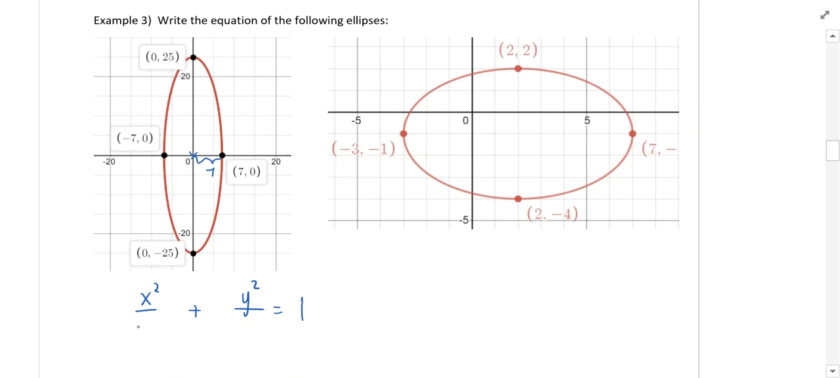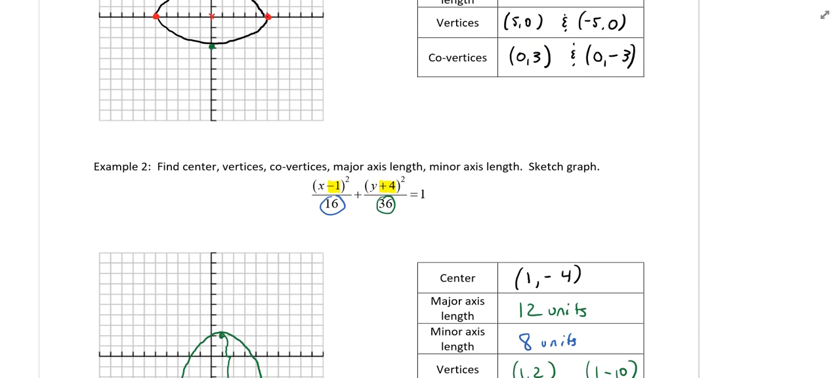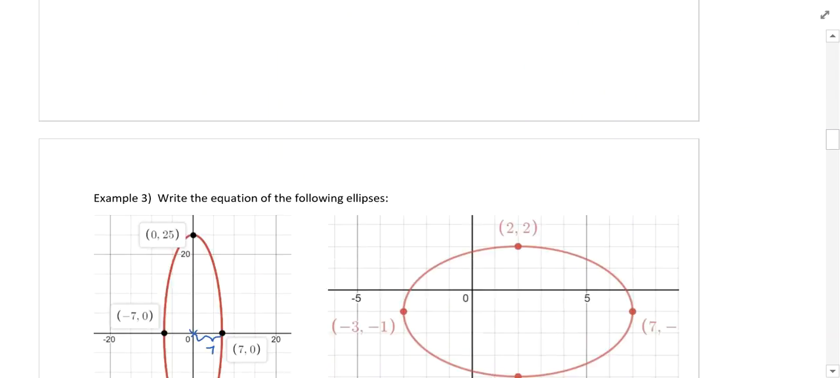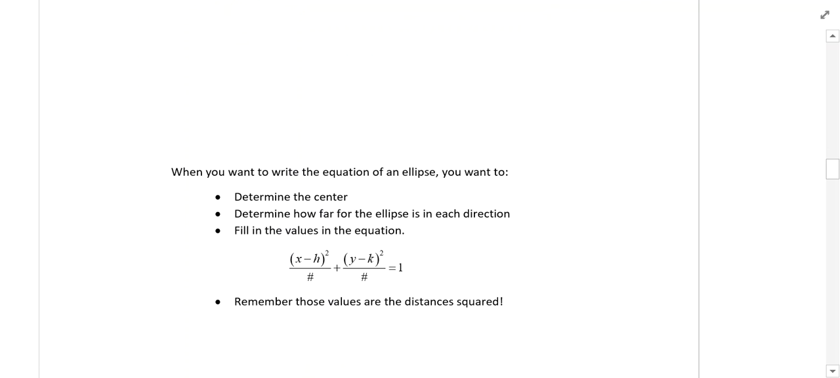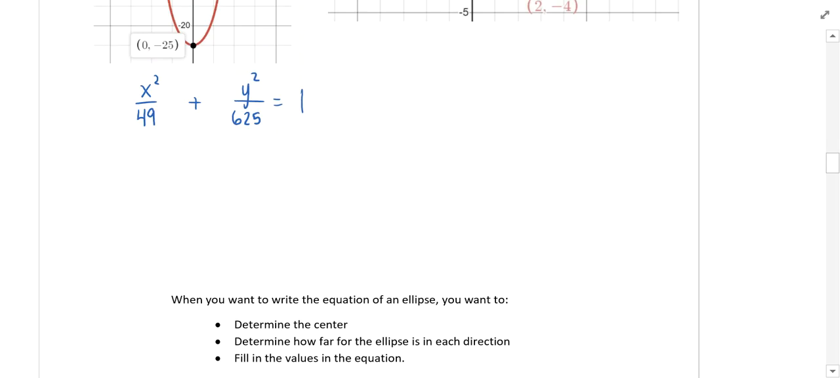So one thing to keep in mind, when I went from my equation to the graph, I had to square root it. So when I'm going from my graph to my equation, I'm going to have to square it. So 7 squared is 49. Now this direction, it's 25. Now, not to be confused, we still have to square that. Even though 25 is a perfect square, I need to square it again, put it in the equation. Okay. So to recap, I determined the center, determined how far the ellipse was in each direction, and filled into my equation. And remember that those values in the denominator are distances squared.